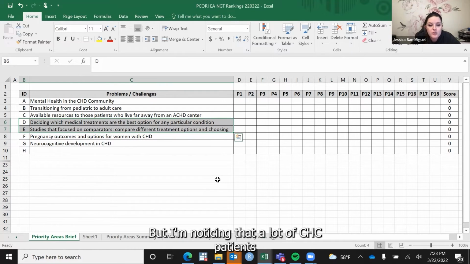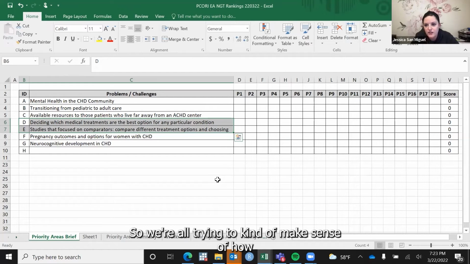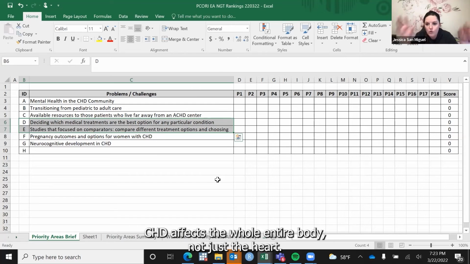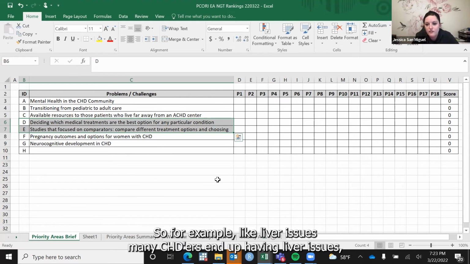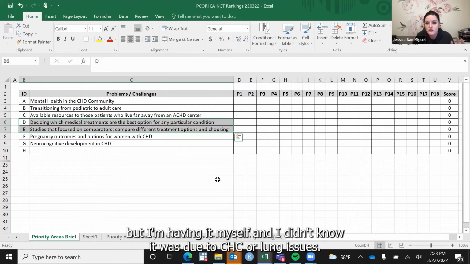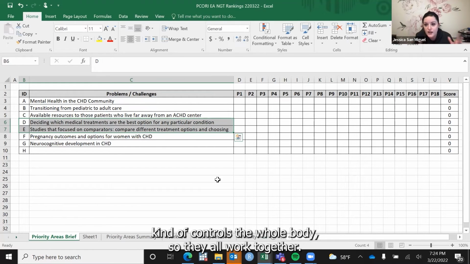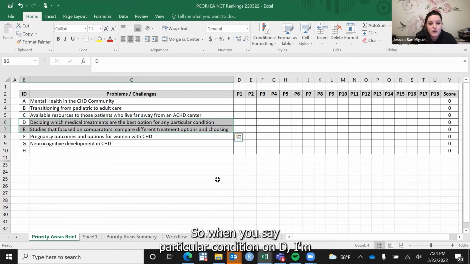But I'm noticing that a lot of CHD patients have other issues with internal organs besides only their heart, right? So we're all trying to make sense of how CHD affects the whole body, not just the heart. For example, many CHDers end up having liver issues, which I didn't realize, but I'm having it myself and I didn't know it was due to CHD, or lung issues. The heart controls the whole body, so they all work together. So when you say particular condition on D, I'm like, okay, is that heart condition or any condition?